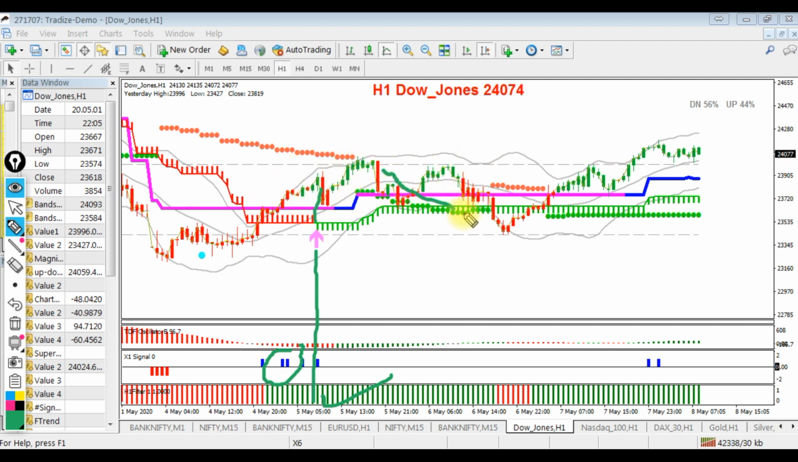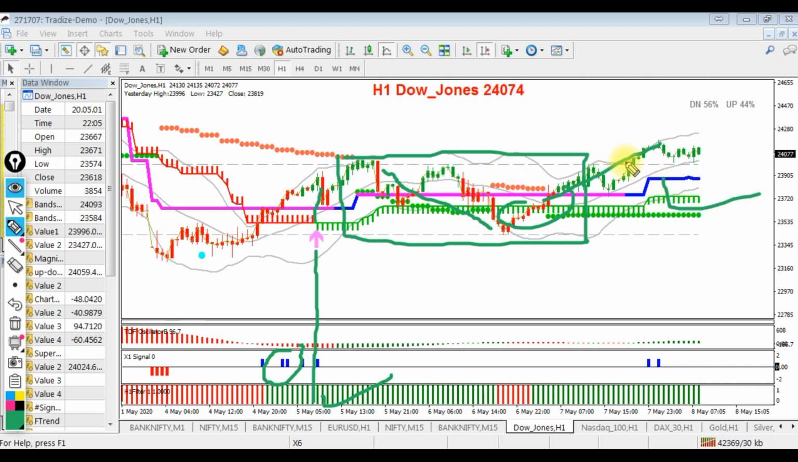And there was a pullback, but there was no fake signal here. So you can see in this particular consolidation also there is no fake signal. So this is the strength of the X1 system. In this consolidation you did not get any fake signal, and it did not trap you. And if you had gotten in somewhere here, you would have gotten more profit also. And here you can see the higher time frame is also matching. There is no problem.